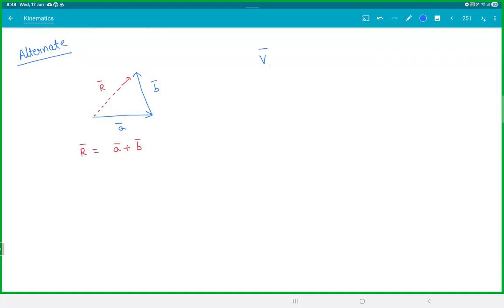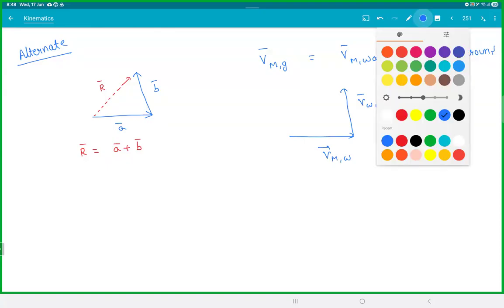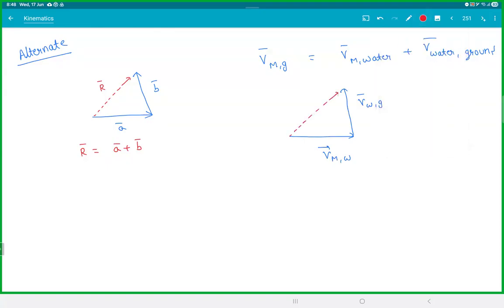So R bar is nothing but A bar plus B bar. Similarly, if you remember in the Rainman problems we did, velocity of man with respect to ground is equal to, or in this river thing, velocity of man with respect to water plus velocity of water with respect to ground, basically the river. You can clearly see the vector. So if you take V man with respect to water, and suppose this was V water with respect to ground, then the resultant vector will be from the remaining tail to remaining head. This is velocity of man with respect to ground. That was the idea there. So that's your triangle law.